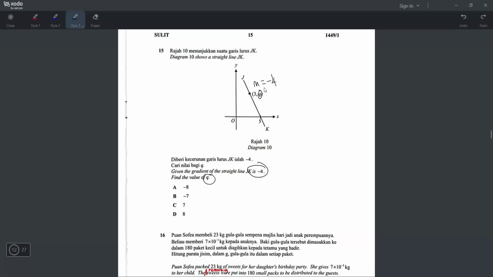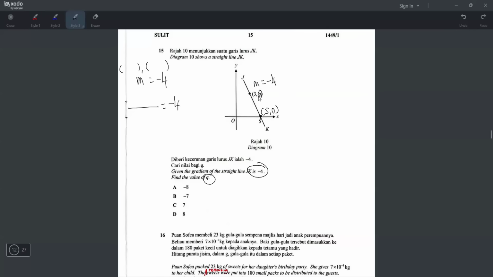Just use the gradient to do it. Because we all know the formula for gradient is y minus y over x minus x. But you need two coordinates. Yes, you need two coordinates to find the gradient. You have one coordinate which is 3, q, and you have another one here, which is at 5, 0. Not 0, 5, it's 5, 0. Here, 5 is the x-intercept, so y equals zero. Okay, now you can find the gradient.